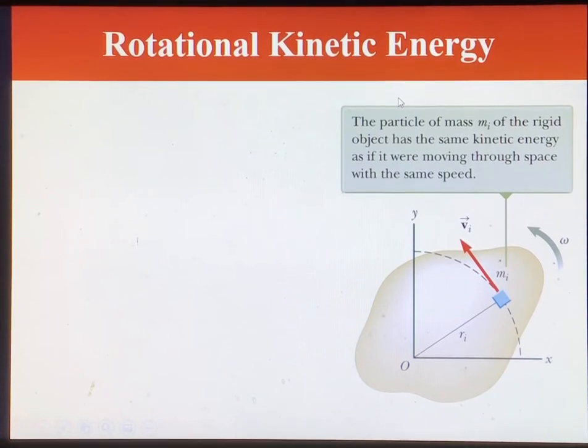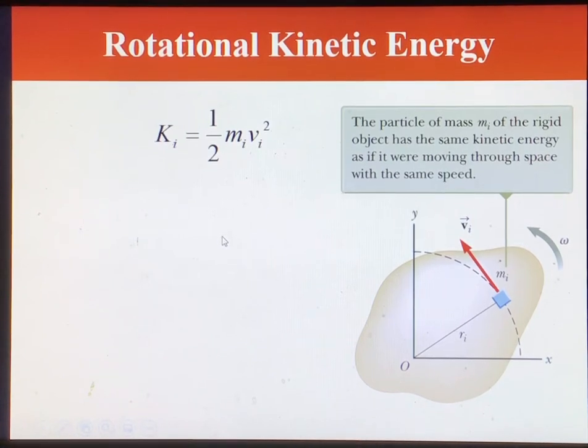So to derive that, let's suppose that we have an object, and this object is rotating in the counterclockwise direction as shown in this figure. And let's say that the angular velocity is given by omega.